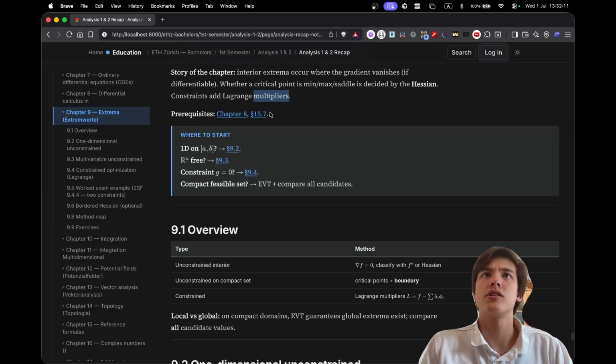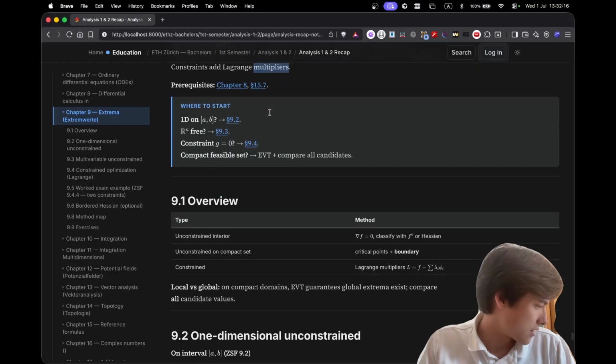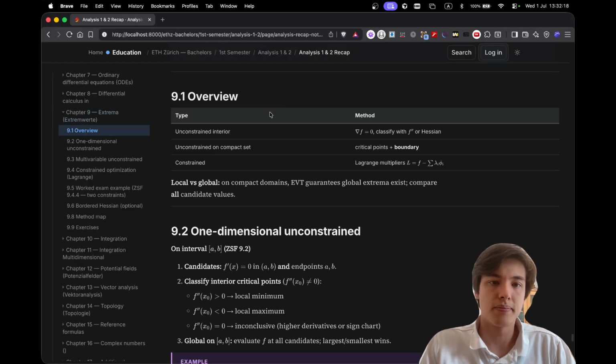Good for optimization. But I can't remember. Oh my gosh. Whatever.